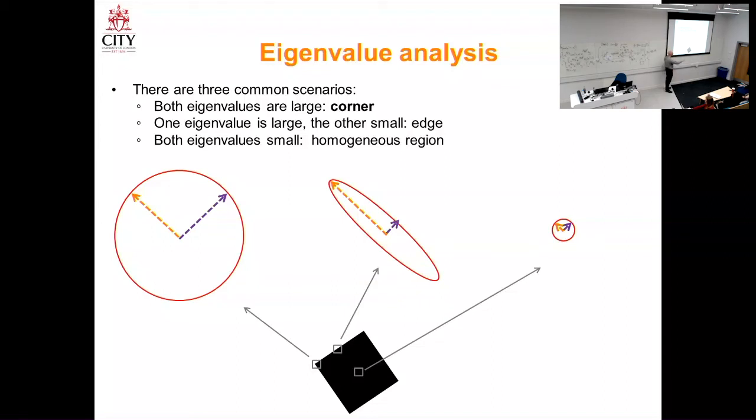So here's my homogeneous region. Both my eigenvalues are small. So if I draw this, I get something that looks like a small circle. Here I've got an edge, and one eigenvalue is very large, and it's pointing in the direction of the edge. The other eigenvalue is very small, so I get an elongated ellipse. Here, on the corner, I have two large eigenvalues, and the eigenvectors are orthogonal. So here I have a corner. So here I have a way to compute corners that are not on axis-aligned objects. Does that make sense?